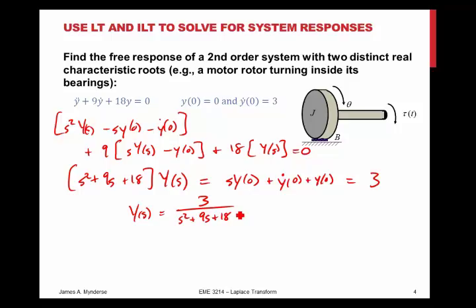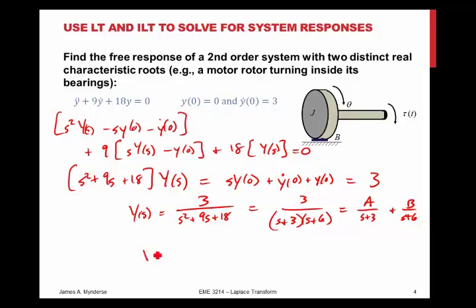And certainly I can factor out that denominator, and so I'll get 3 over (s plus 3) times (s plus 6). So there's my two real roots, a negative 3 and a negative 6. They're distinct in that they're different. They're real because they're not complex. And I can perform a partial fraction expansion. So there's going to be some a over s plus 3 plus some b over s plus 6. If I solve for a and b, they'll come out to be 1 and negative 1, but you can check that.